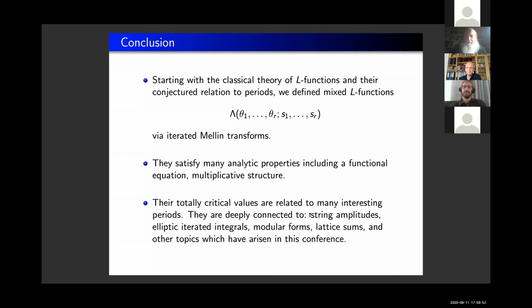They relate to string amplitudes, as I mentioned, to elliptic iterated integrals on the previous slide. They relate to modular forms, they relate to lattice sums, and they relate to many topics which have come up in various talks in this conference. And so the bell has just rung, and this is a perfect place to stop. Thank you very much for your attention.